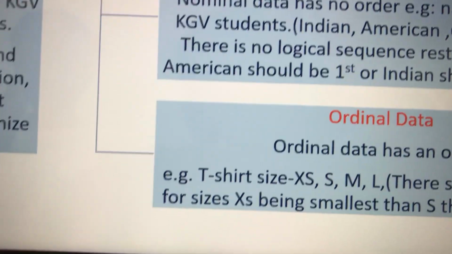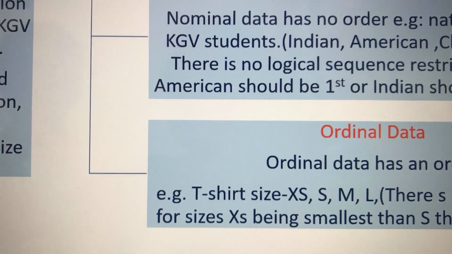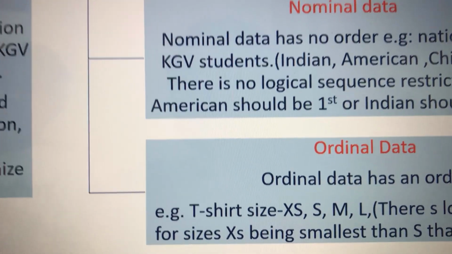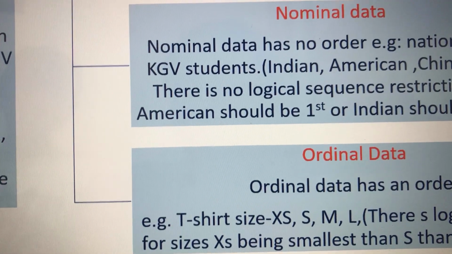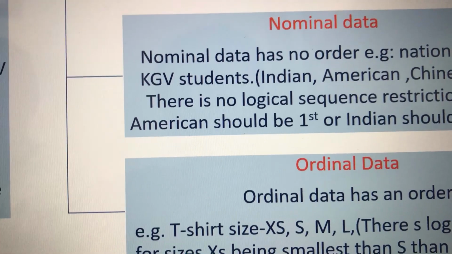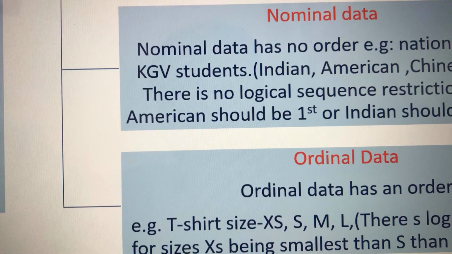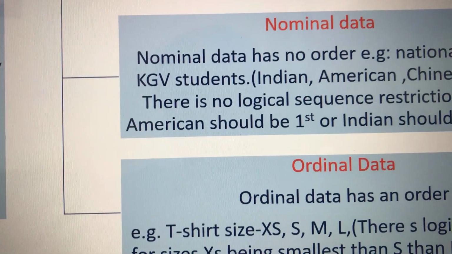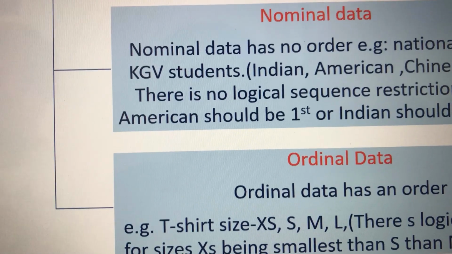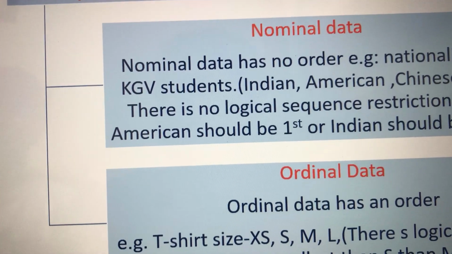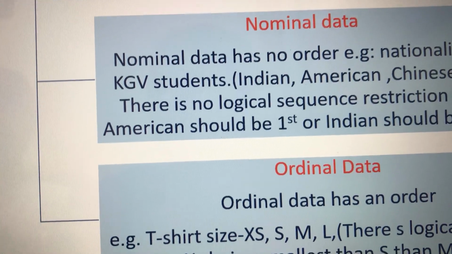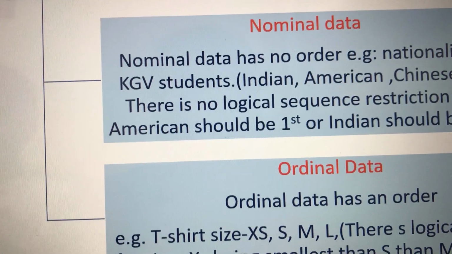Yes. Another example, t-shirt size. Small, medium, large, extra large. This is also attribute. Now try to understand how attribute data is qualitative data and it is not quantitative. Let's take nominal data. Let's see nationality of students of KGV school. You survey how many Indians, Chinese, American, Korean, Japanese.